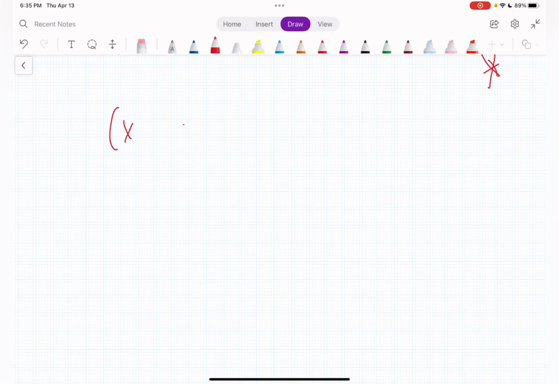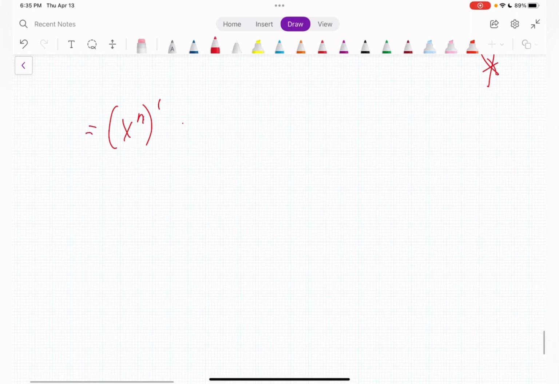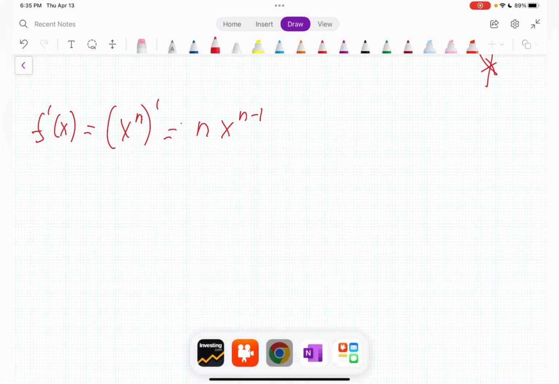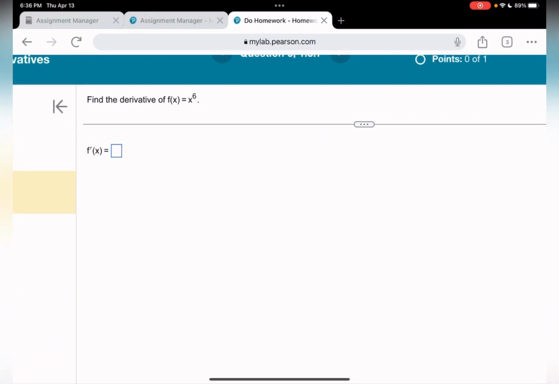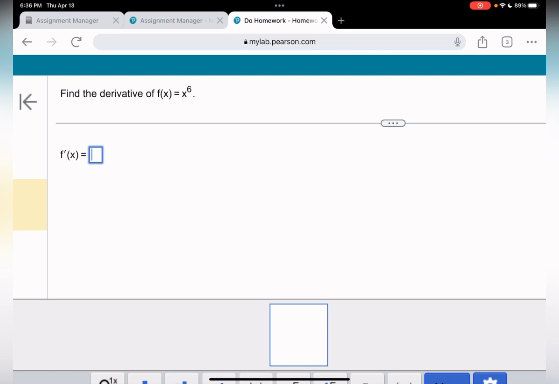x to the power n prime, or you can put f prime of x, that means derivative, is equal to n times x to the power n minus 1. Okay, so let's see. What do we have here? x to the power 6. So 6 comes in front, right?